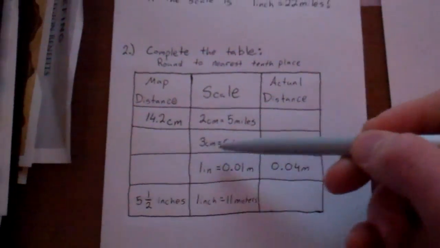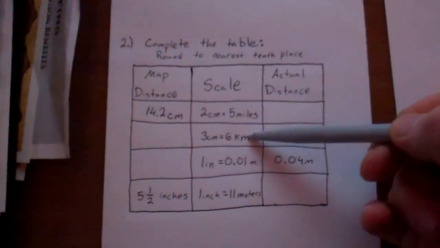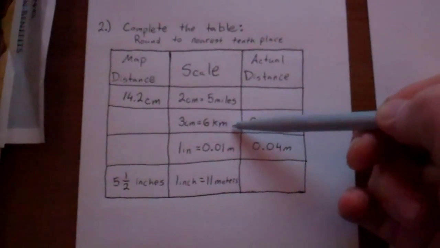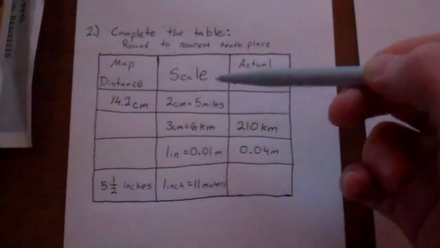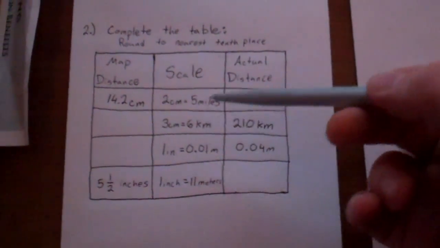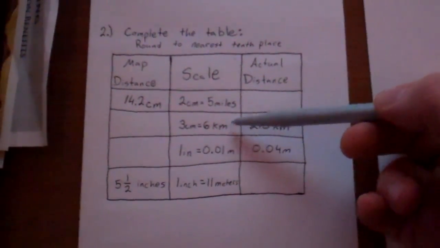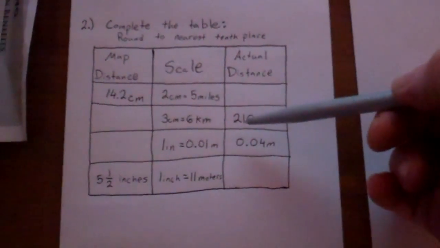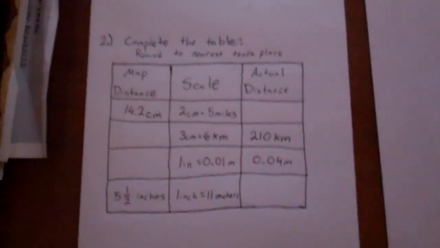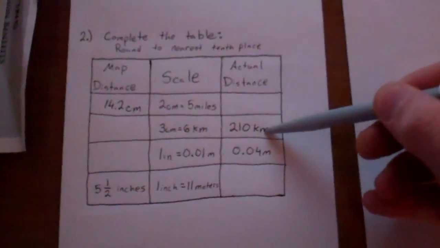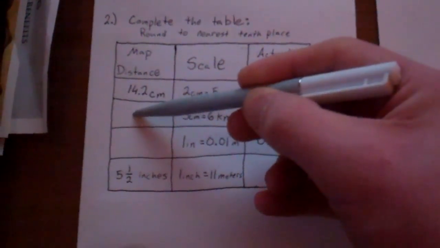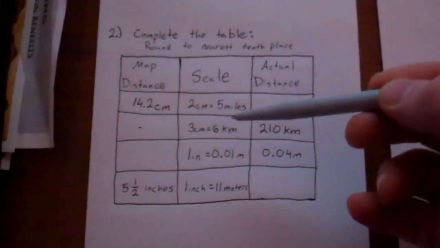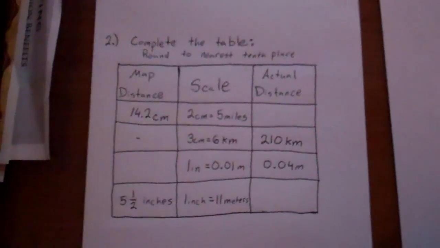We know that the scale on the map is going to be 3 centimeters for 6 kilometers. So every time that I see 3 centimeters on the map, it's going to equal 6 kilometers in real life. I also know that it's actually 210 kilometers between whatever 2 points we're trying to measure. And finally, we don't know what the distance on the map is going to be. So we need to do something so we can figure out all this stuff.